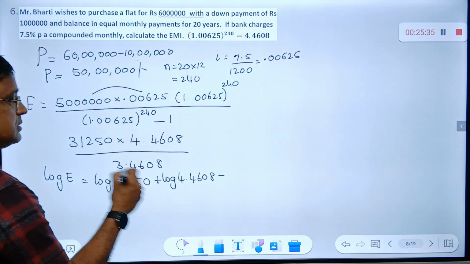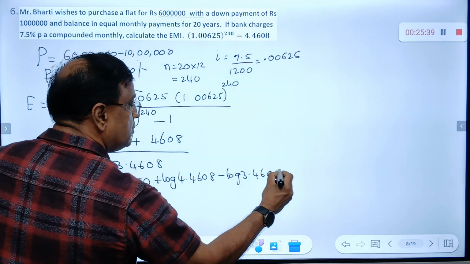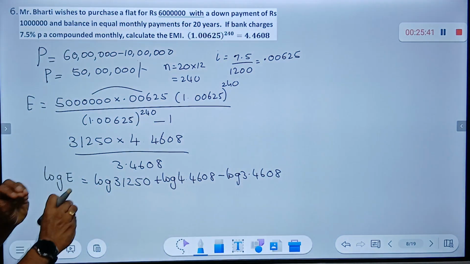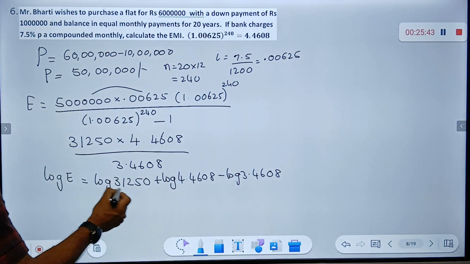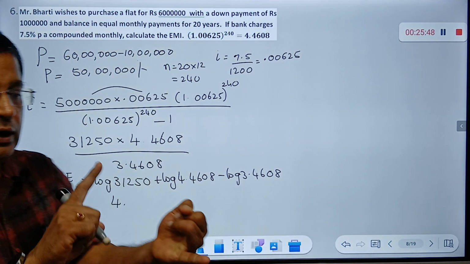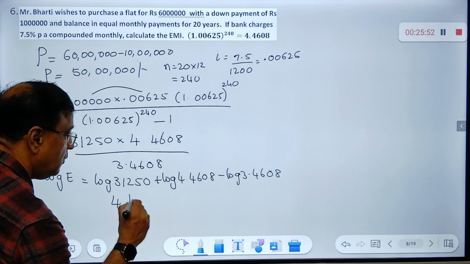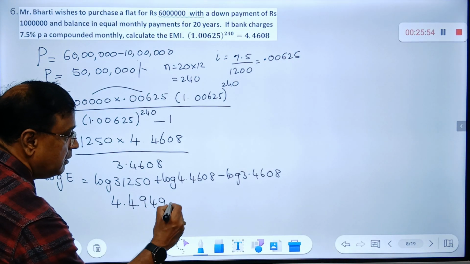4608 minus log of 3.4608. You make one mistake, it will cost you very badly. It's a 5-digit number, so the characteristic is 4. Now look at the log of 3125. The log of 3125, I am getting it as 4949 plus.